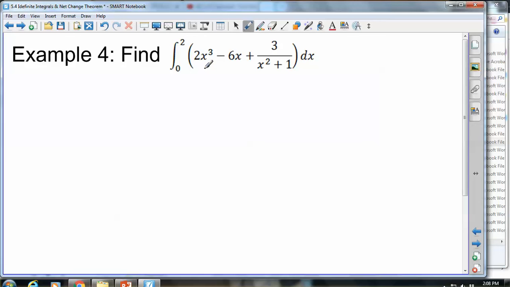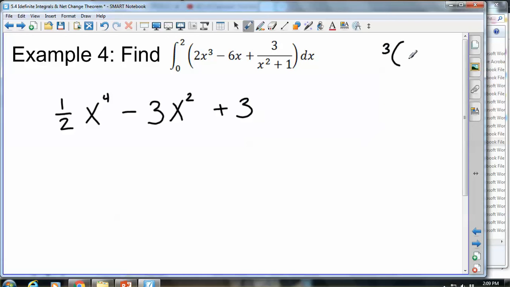So when we have 2x cubed, the antiderivative would be x to the 4th. You'd have a 1/4 out in front times 2 would give me a 1/2. 6x, so x squared, so you need a 1/2 in front times our 6 is a 3. Then this thing, we have 3, think of this as 3 times 1 over x squared plus 1.